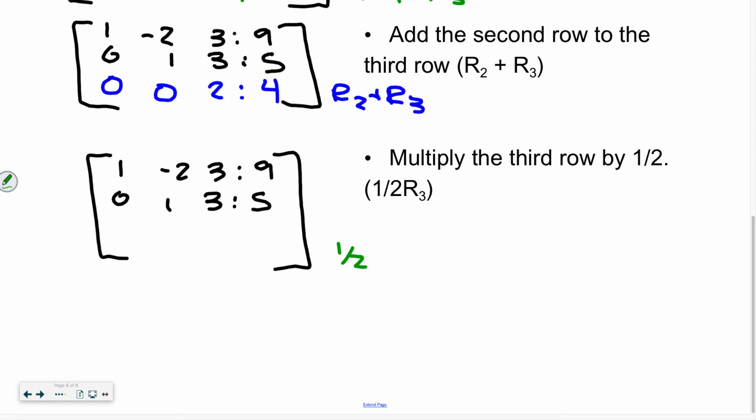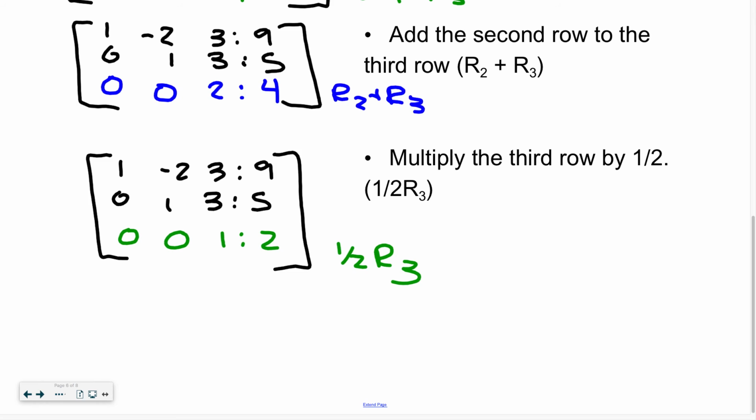I'm going to do 1/2 times row 3. That's going to be 0, 0, 1, and 2. Now I'm pleased, it's in row echelon form. I got my little triangle of zeros right here, and my 1s are leading every row. Looks good.